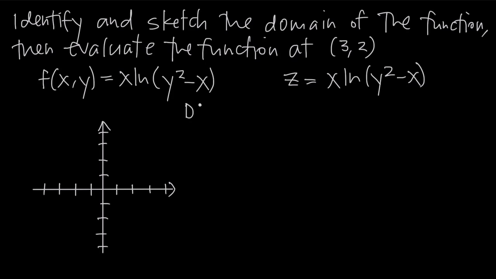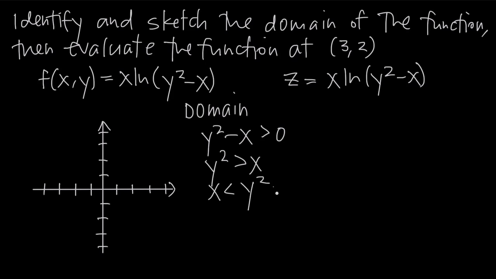So what we want to say then is that the domain of this function is going to be everywhere where y² − x is greater than 0. Because if this value is less than or equal to 0, then the function will be undefined. So this is the domain of the function. We could also write it as y² greater than x if we add x to both sides of the inequality. And if we just flip this inequality around, we could also write it as x less than y². So whenever x is less than y², the function is going to be defined, which means the domain is given by x less than y².